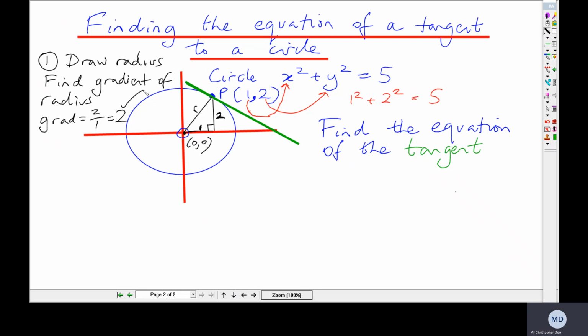Now we're going to try and find the gradient of the green line. What is the link to the gradient of the black radius? At the end of my radius, I have a tangent. What's the link between radius and tangent? What's the link? Talk to the person next to you. Describe something special about those lines. What have these 2 lines got in common?